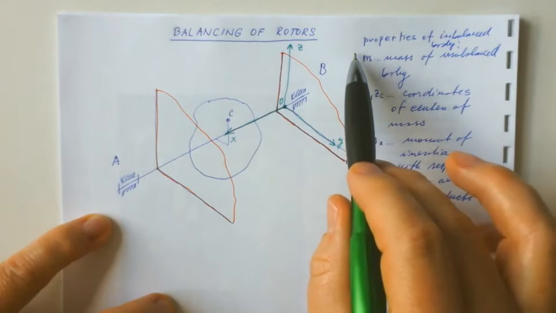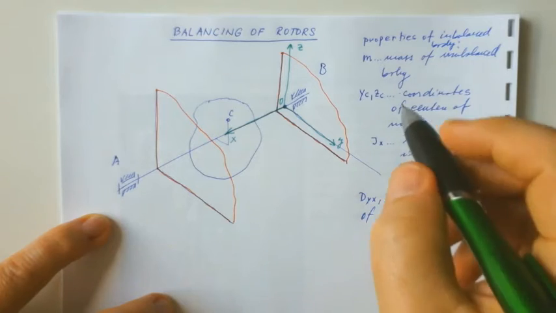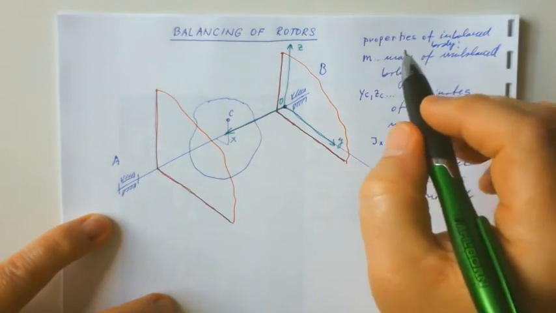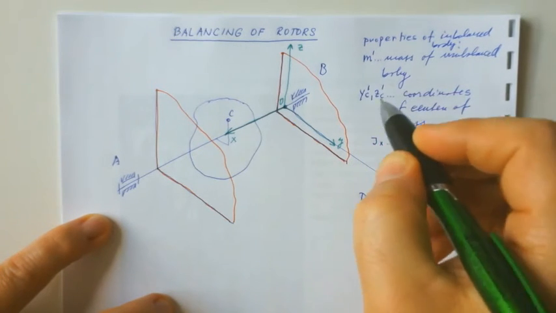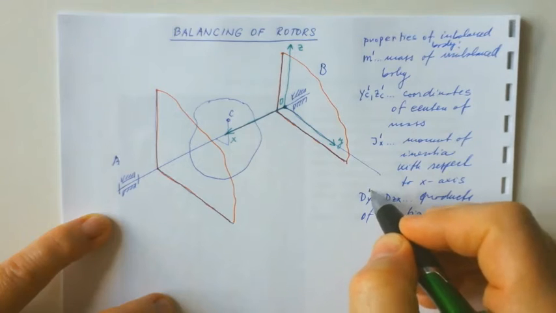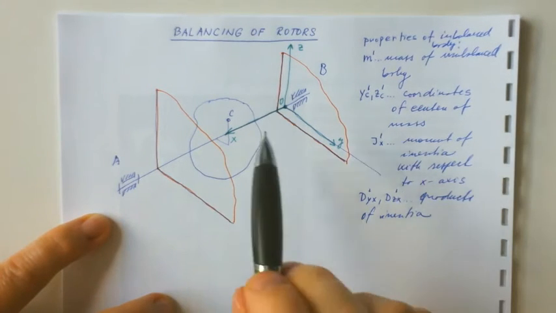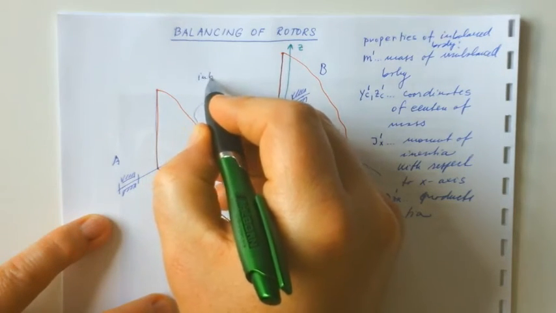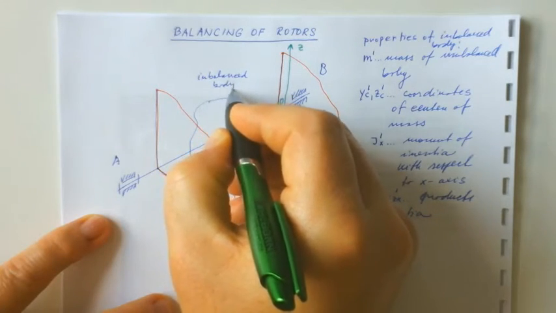As it is an imbalanced body, we make a difference between its properties and the properties of the balanced body. So all properties of the imbalanced body will be denoted with a prime. Okay, so we have the properties of the imbalanced body.